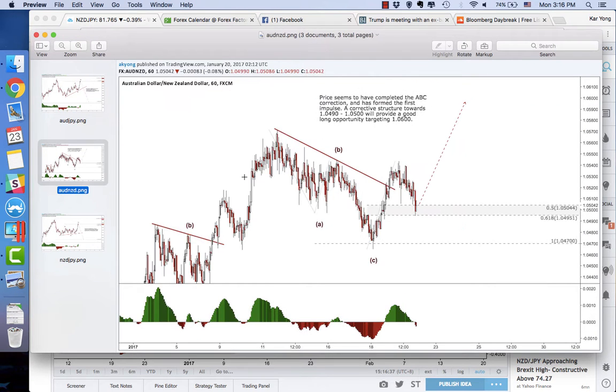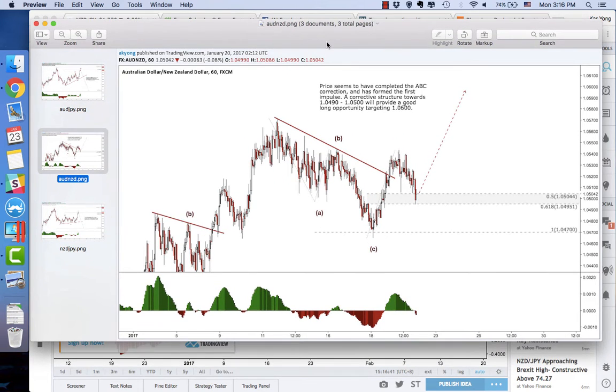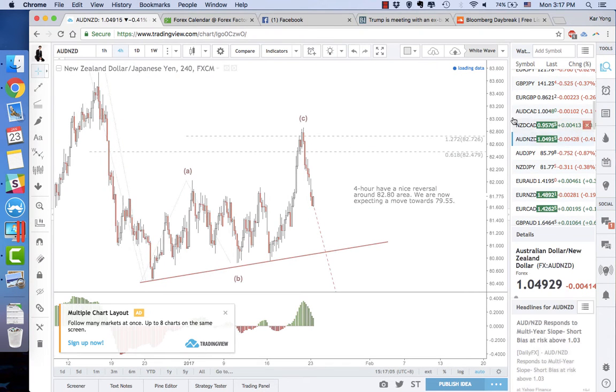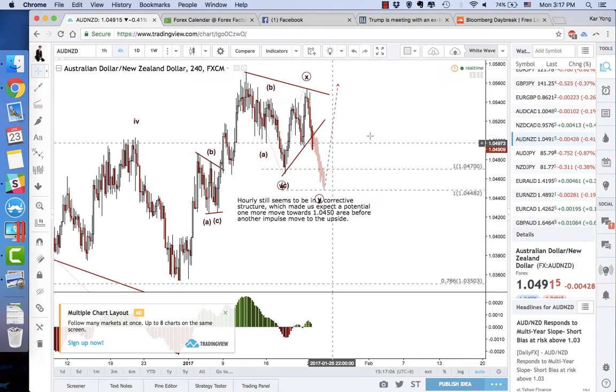The other one that we took is Aussie Kiwi. If you've been following us since last year, you know that this is a very nice trade and a potential trade of the year for 2017. It has started moving up, but right now it's currently in a correction. On the 20th of January, we also shared this: we expect that after this retracement towards the 61.8, another move towards the upside. But for this week, as the market opened, this is what's happening right now.